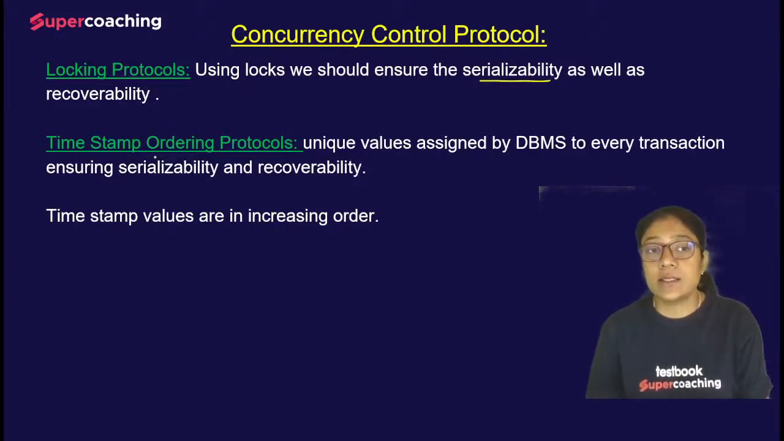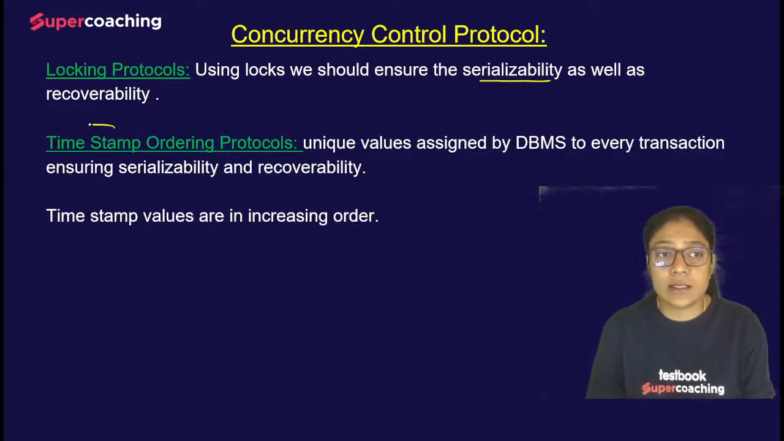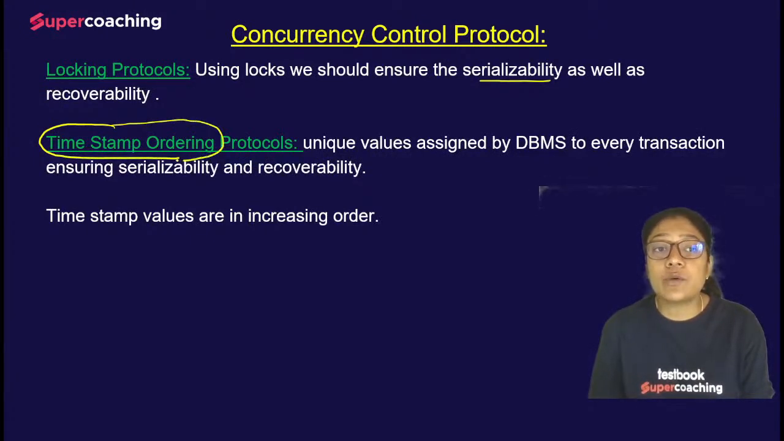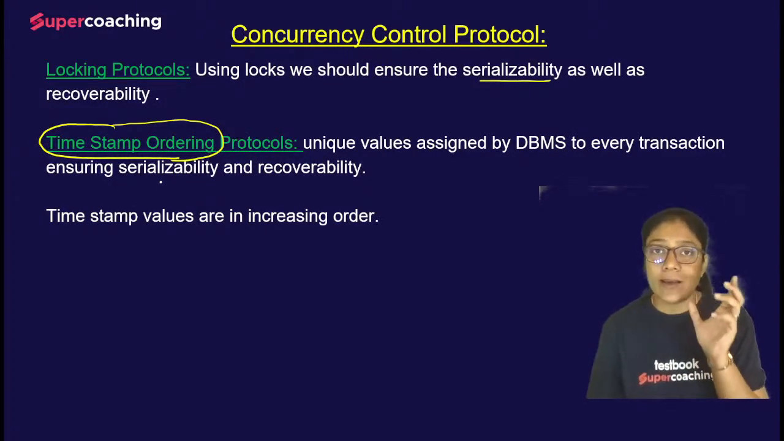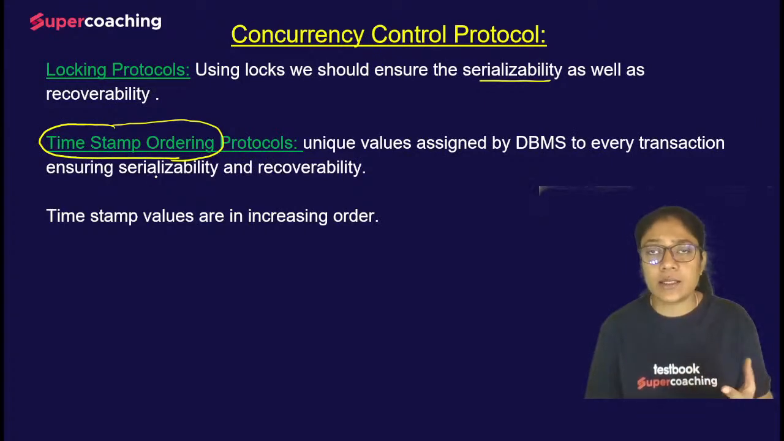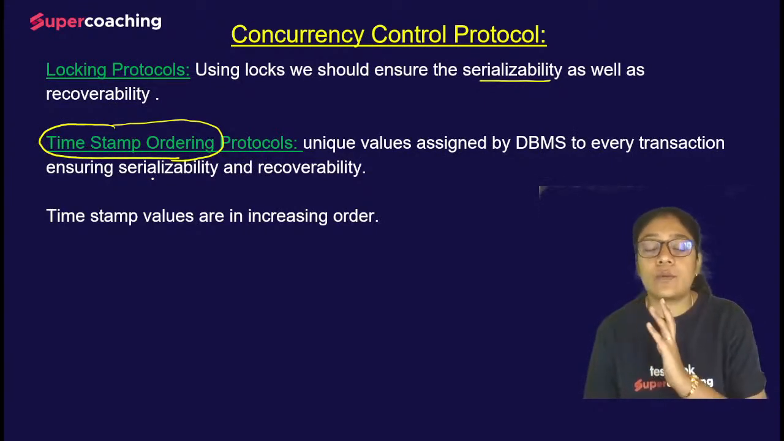Next, the second one is the timestamp ordering protocol. So basically this timestamp is nothing but the value assigned by the DBA to each and every transaction when it is entering into the system. This is a unique value and it is not randomly assigned. It is always assigned in increasing order.